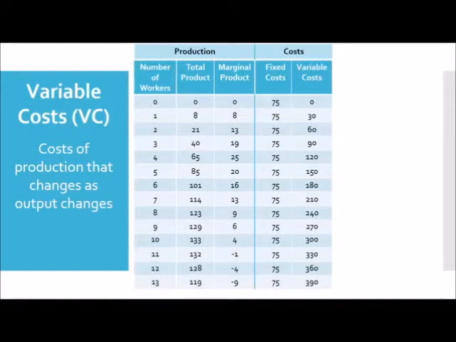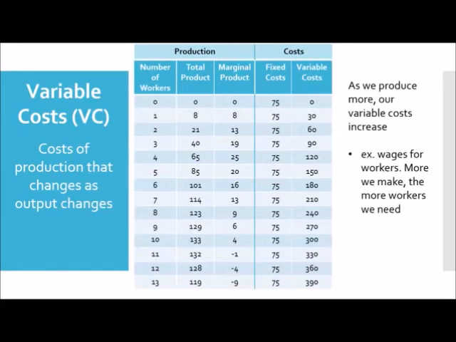So we see as our number of workers go up, our variable costs change, costs that change along with our output. And so again, like we said, this might be our workers, but this might also be resources to make the product, like the flour to make the cake or the frosting.